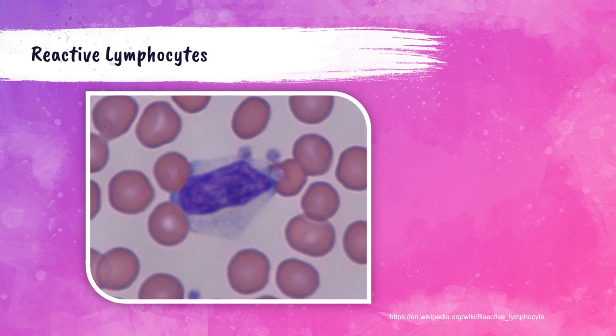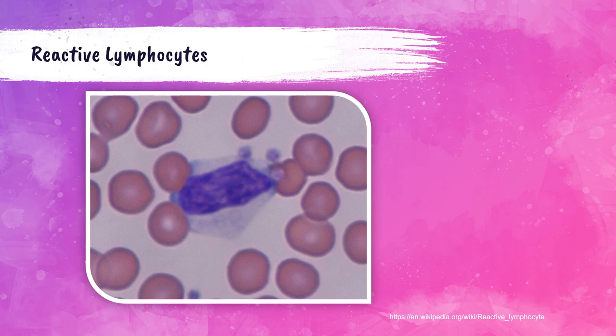Now here's a picture of a reactive lymphocyte, and we'll talk more about these and practice identifying the variability of lymphocytes in our laboratory sessions. It's common to get these confused with blasts and monocytes, and that's okay. We'll work towards being able to properly identify these.